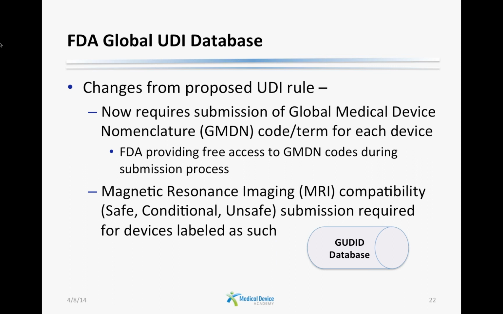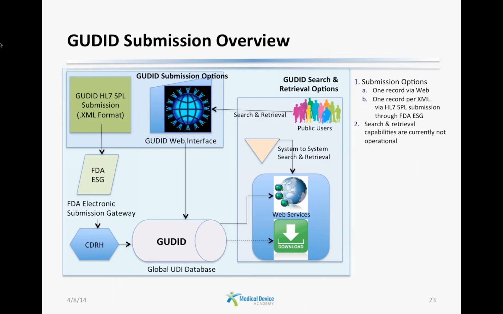This slide shows the overall submission process. FDA has also published an implementation guide on the UDI website, which you should definitely add to your must-read list. Both submission methods are one device identifier record at a time. There is no batch option available.